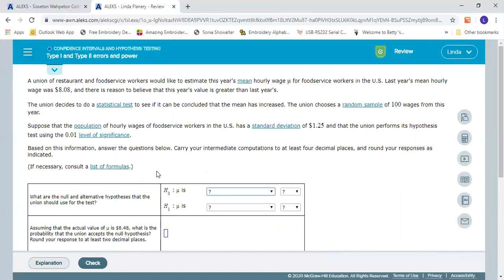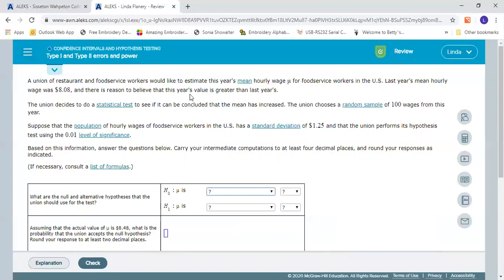The union chooses a random sample of 100 wages from this year. Suppose the population of hourly wages of food service workers in the U.S. has a standard deviation of $1.25 and that the union performs a hypothesis test using 0.01 level of significance. So what are our null and alternative hypotheses?